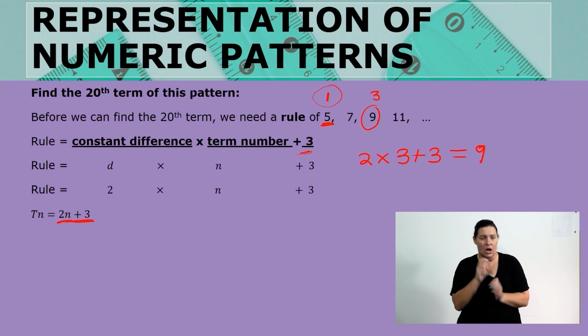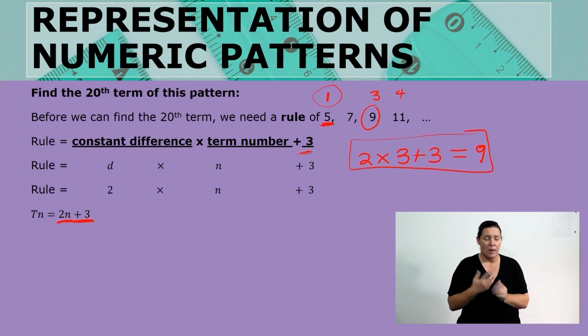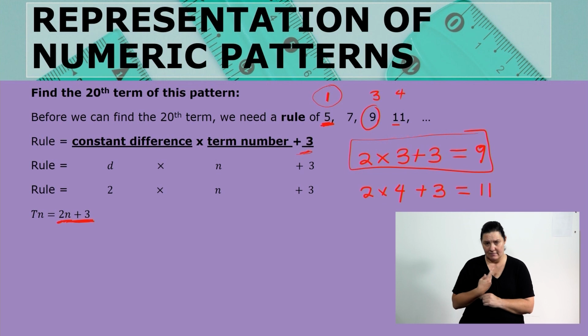And we can see that our rule actually works. And if you want to test it one more time, you can take the fourth term there and say that's 2 multiplied by 4, because that's our term number, and then we are going to add 3. And what is 2 times 4? It's 8. And then when we add 3, that gives us 11, which is the term itself.